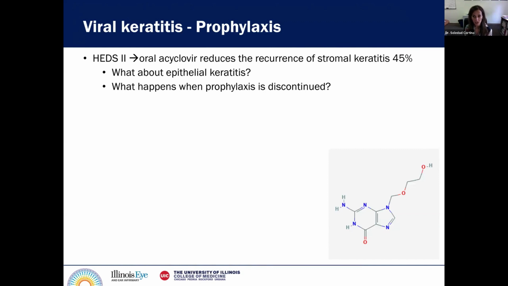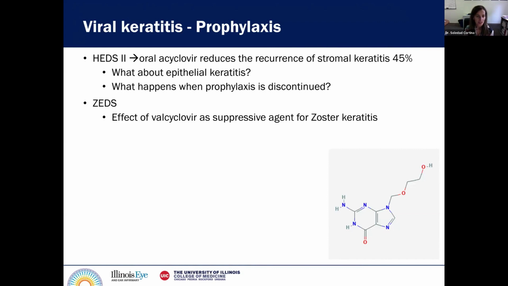Recurrence at 1 year was reduced by 45%. But if we had followed these patients for longer than 1 year, perhaps the reduction in recurrence could have been even larger. So we really don't know for how long we have to use it. Most of us use it sort of long-term for life, or until they haven't had an episode for several years. But this is a question that we don't have an evidence-based answer to yet.